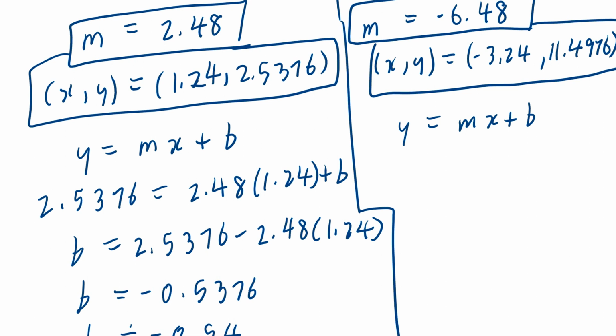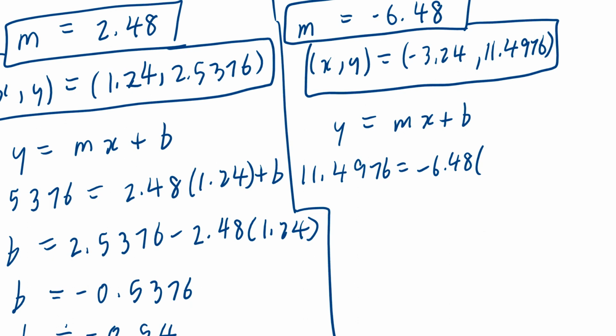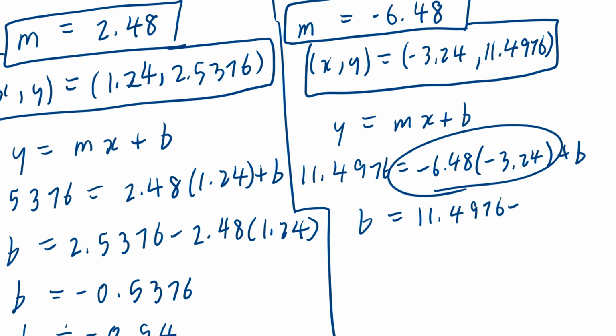So if you solve for b, you plug in y, that's going to be 11.4976, which equals negative 6.48. Let's move this to the right. I'm going to multiply this by negative 3.24 plus b. To solve for b, again, I take 11.4976. I'm going to subtract this time, because when you're multiplying two negative numbers, that becomes a positive number, which I'm going to bring to the other side.